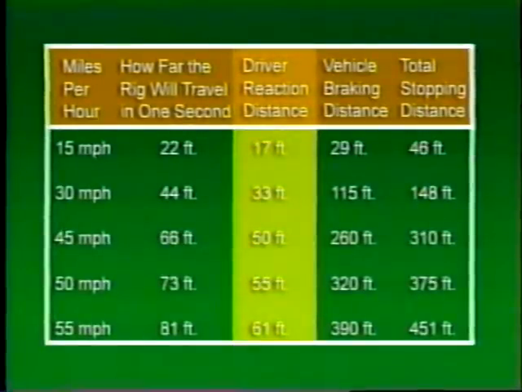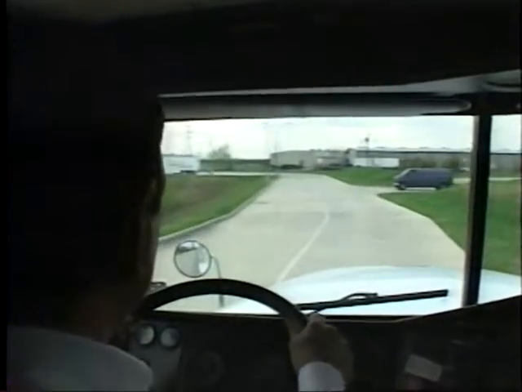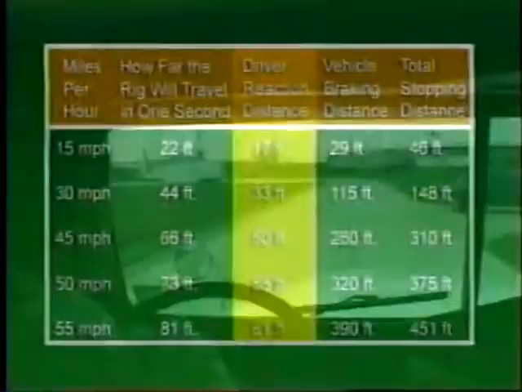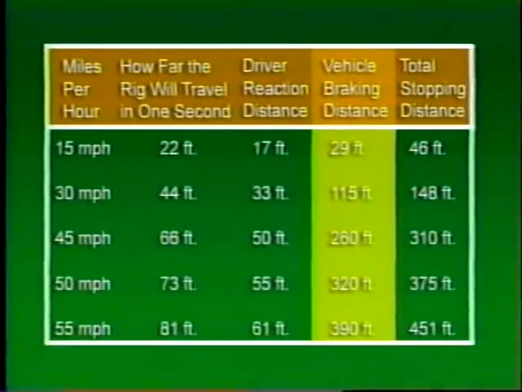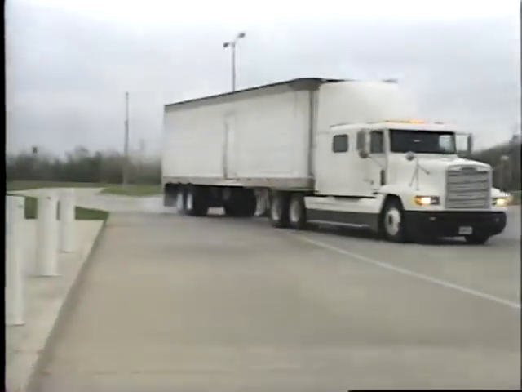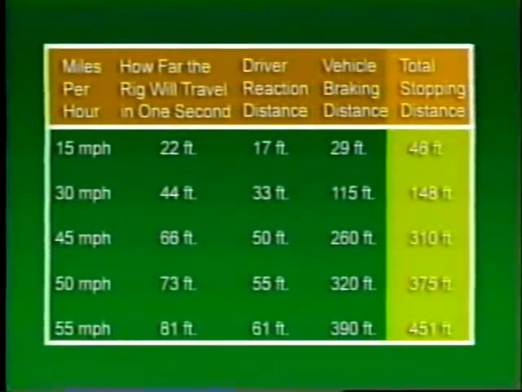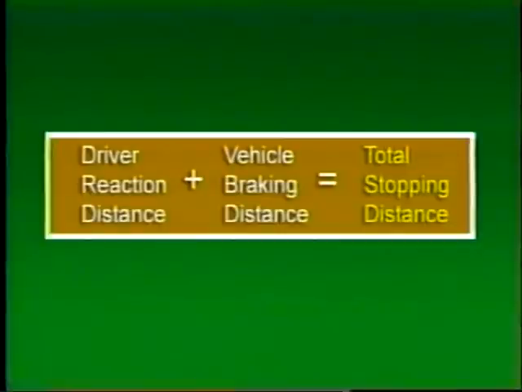Driver reaction distance is the distance your rig travels as you identify a hazard and activate the braking system. Vehicle braking distance is the distance your rig travels from the time you apply the brakes until the rig stops. Total stopping distance is equal to the driver reaction distance plus the vehicle braking distance.